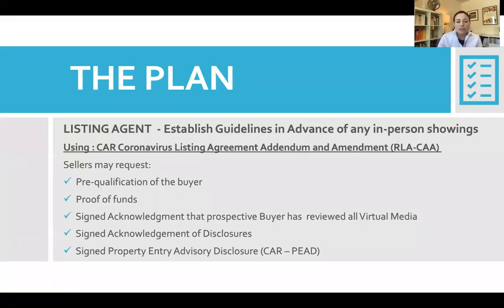So some examples of things sellers may request: a pre-qual letter, proof of funds, a signed acknowledgement that the prospective buyer has reviewed all virtual media, like we just discussed. Also disclosures, like we just discussed. And then the CAR Pede form, which we're all very familiar with now, but we will get to in a little more detail, that's a non-negotiable requirement.